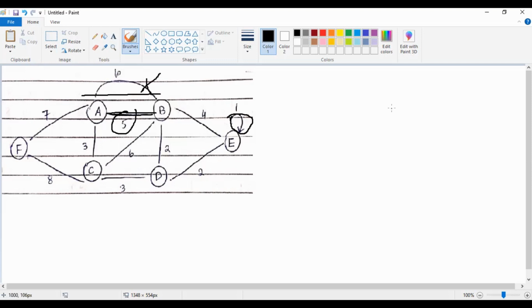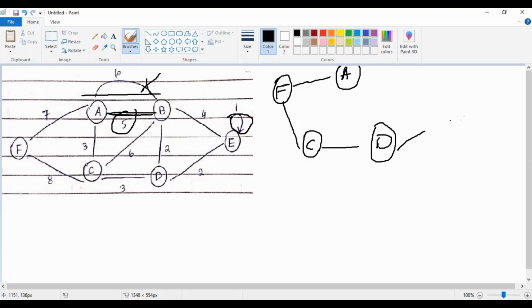So I'm just making the graph again. F. Okay, then we need to do with the A. Then we have with the C, then we have with the D, and then we have with the E.